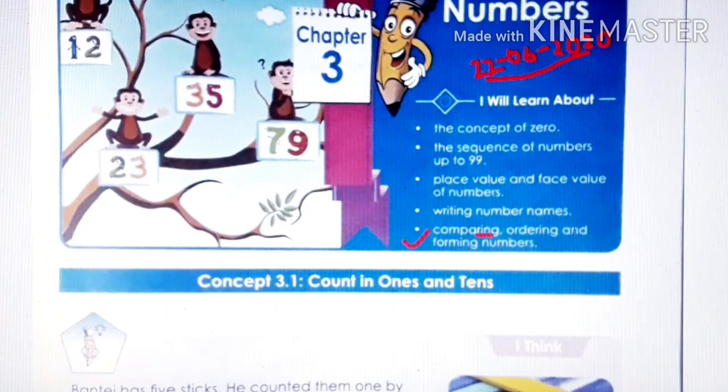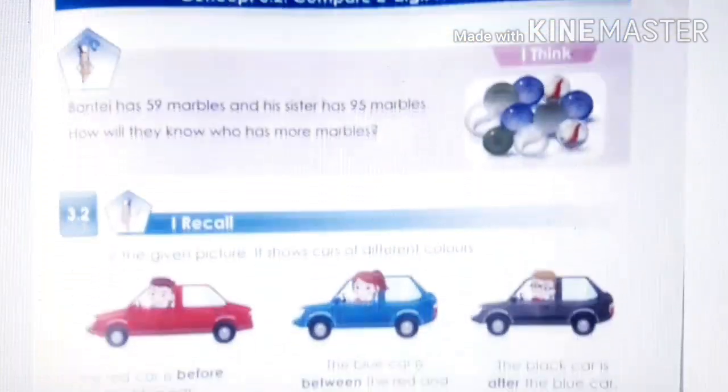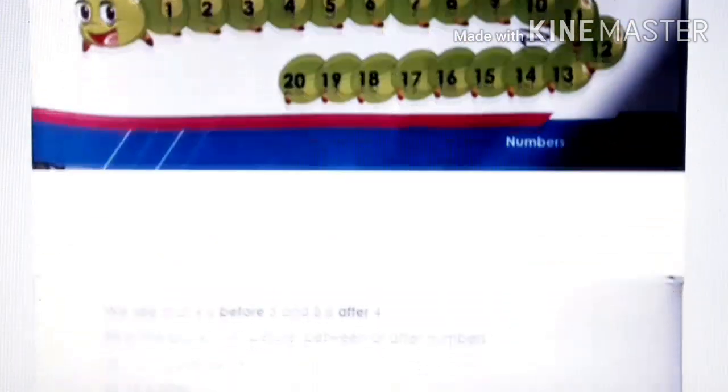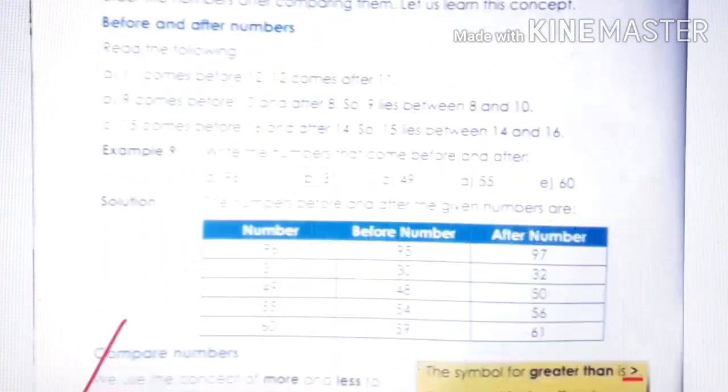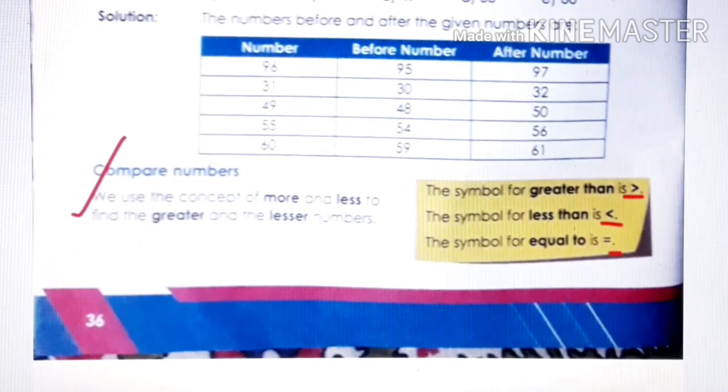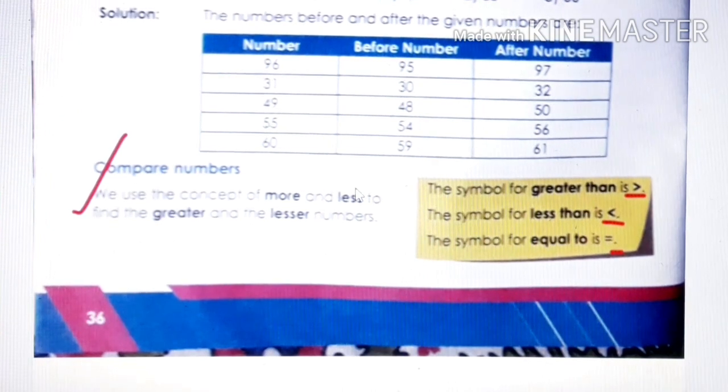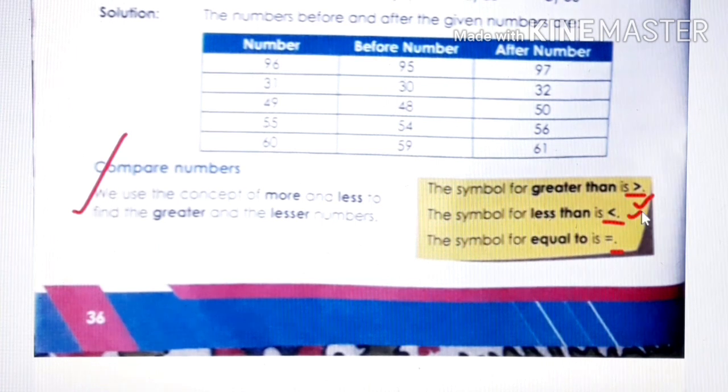So let's start. So children, let's start the class. The objective of the class is today we will understand comparing, ordering and forming numbers. So comparing numbers, which we have already done in our previous class, today we will revise again. So let's start, children. Take out your book. Take out page number 36. So comparing numbers. So you know that for comparing numbers we use three symbols, that is greater than, less than and equal to symbol, isn't it?